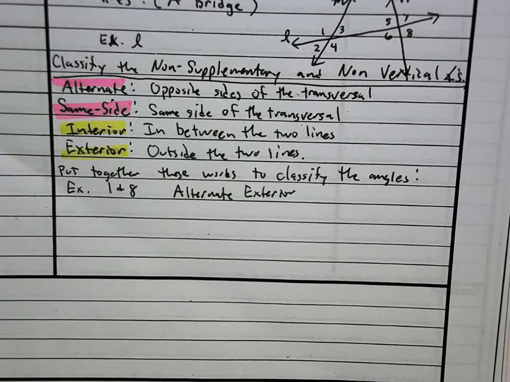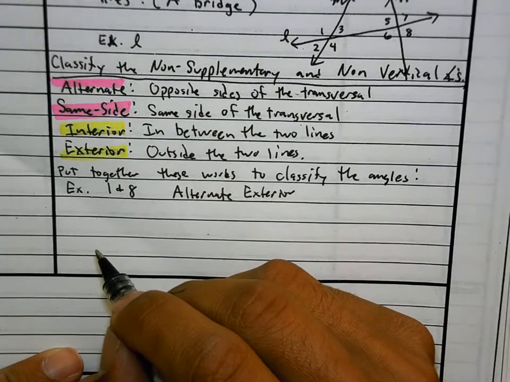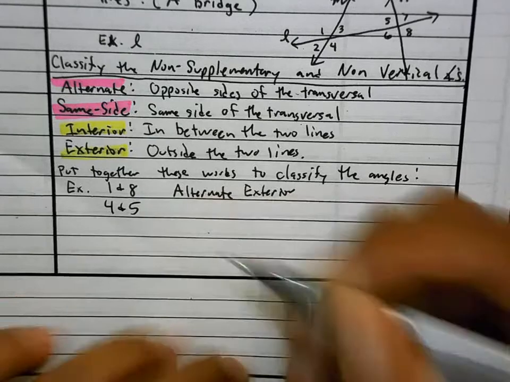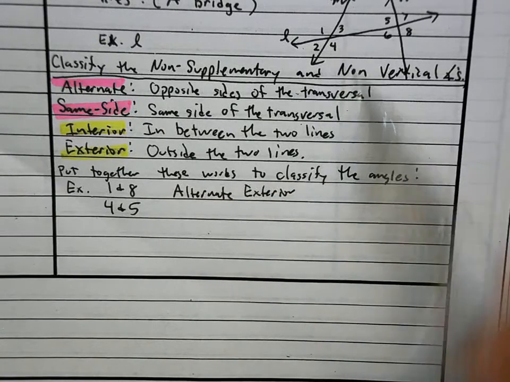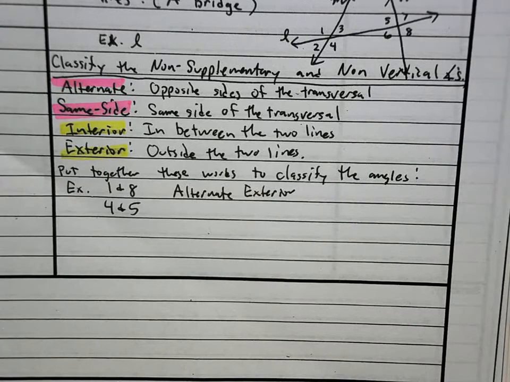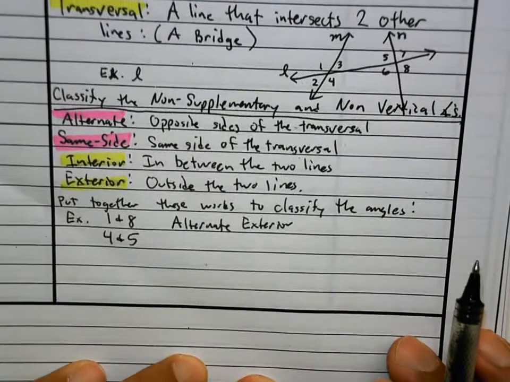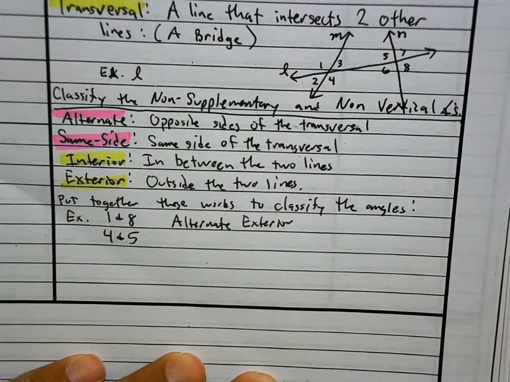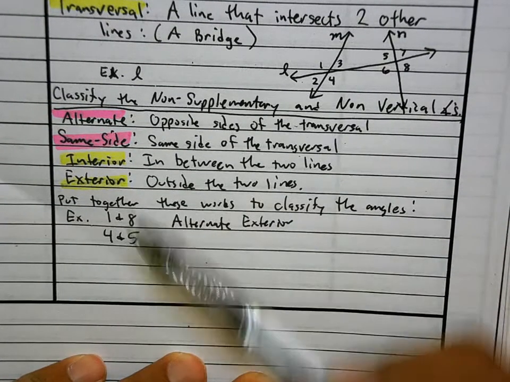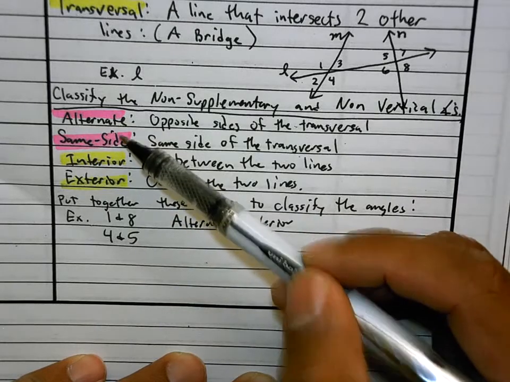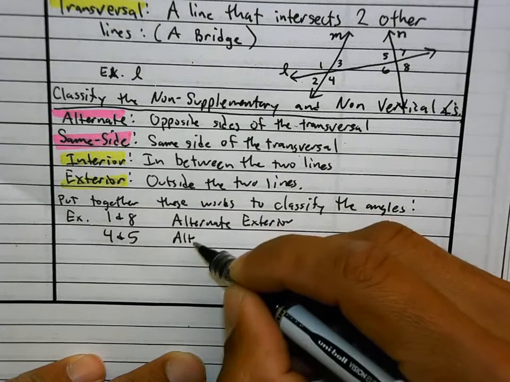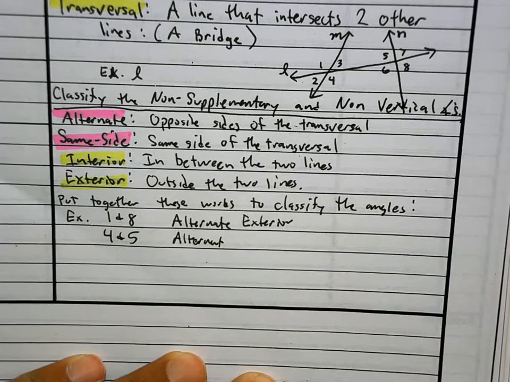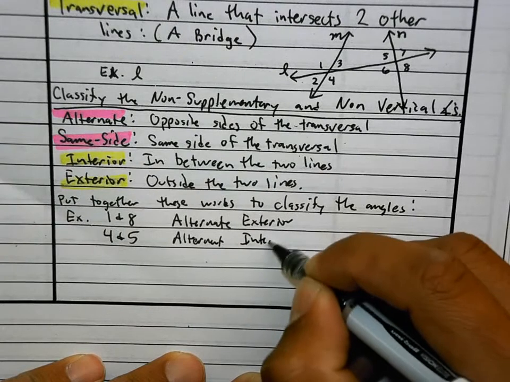So now, 2 and 3? No, I can't do 2 and 3, because they're next to each other. 4 and 5. The first thing you check: are they alternate or same side? Alternate. Then you choose here: interior. Alternate interior angles.